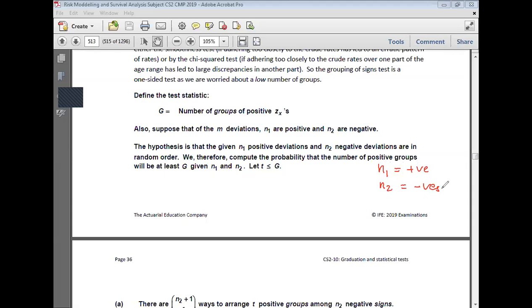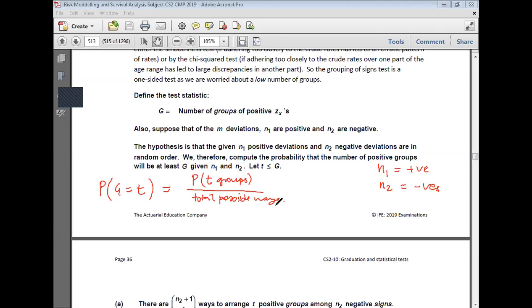So the very first thing is the probability that you will observe so and so many groups. Let's say I want to figure out the probability for the number of groups. Again, remember the number of groups I denote by G. So the probability that the number of groups I will observe is P will be the number of arrangements with P groups upon the total possible ways you could have arranged the positives.